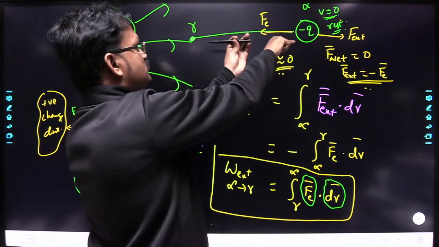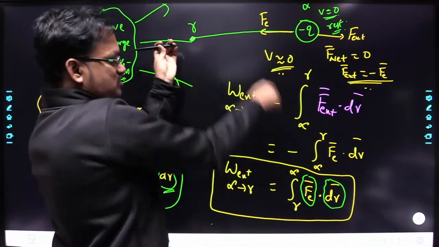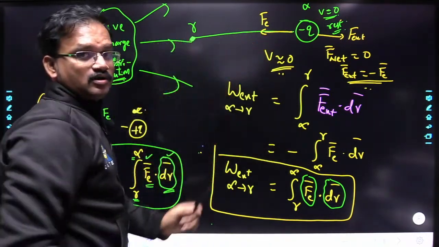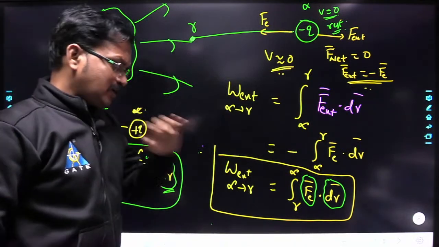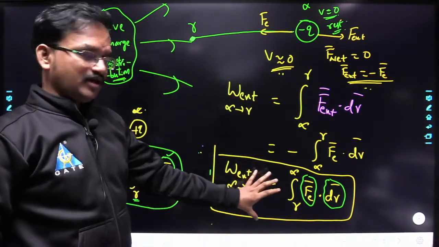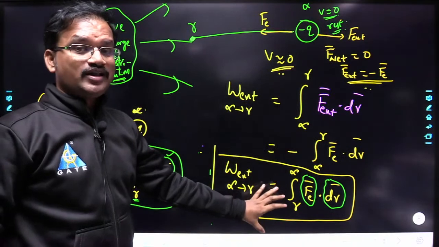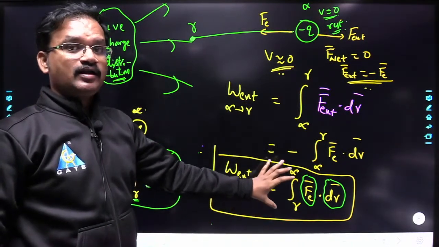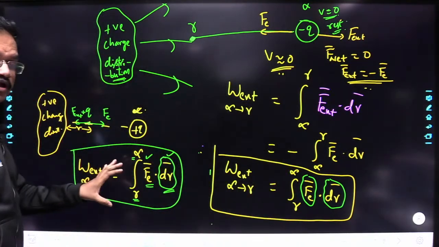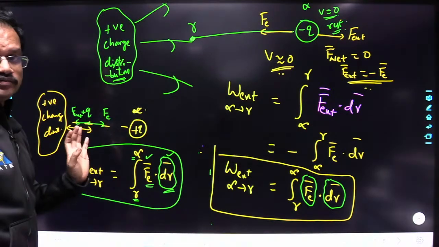Whereas the electrical force is pointing in this direction, the displacement is in this direction. Understood? That means if you calculate the work done in this case, you are going to get a negative value, whereas here you are going to get a positive value.